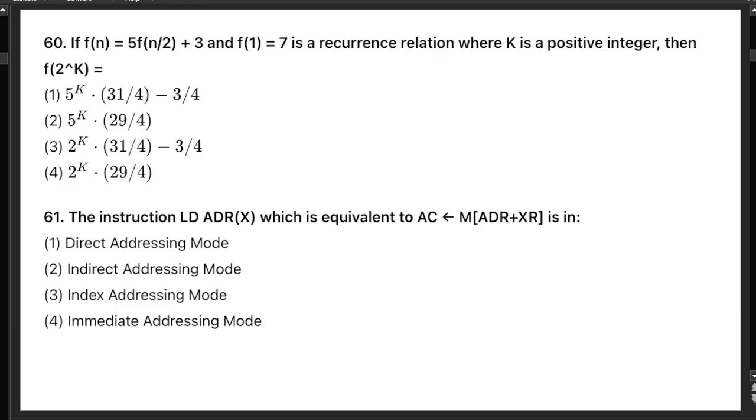Let's see this question. This is also, you can call it, a little tricky and an easy one. So let's read the question first and let's get into it.